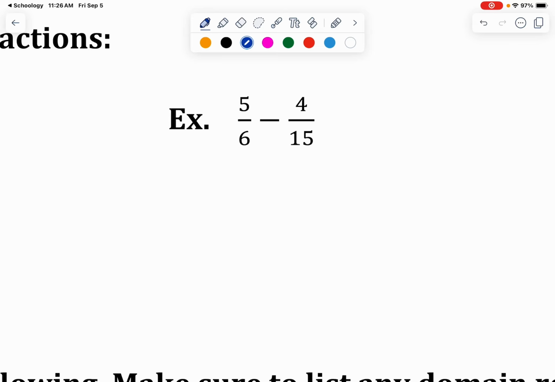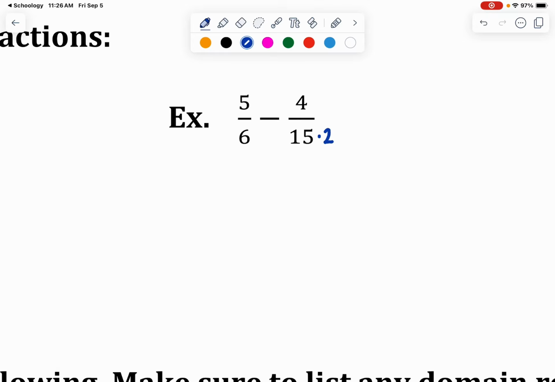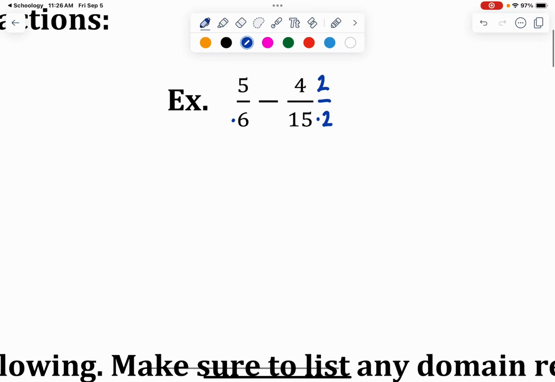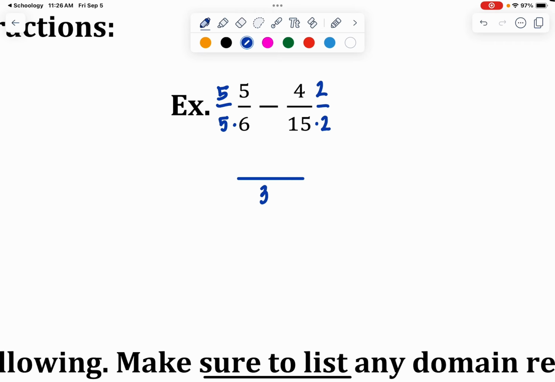So if I take 15 and double, it's 30, and 6 is a factor of 30. So I can get both my denominators to be 30. To get this to be a 30, I'd multiply by 2. But what I do to the denominator, I have to do to the numerator. To get this to be a 30, I'd have to multiply by 5. So now I know that I have my common denominator of 30 for both.